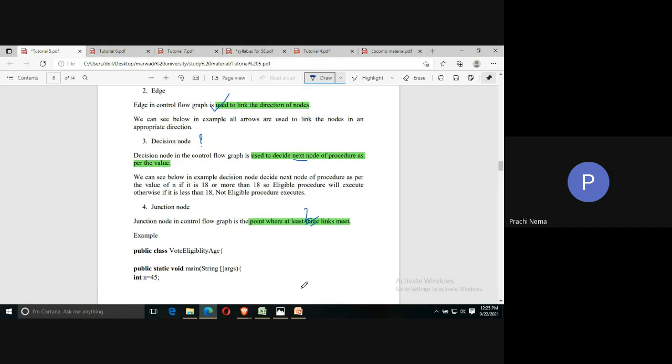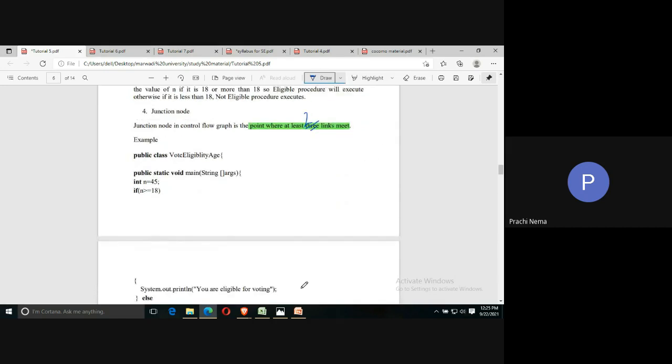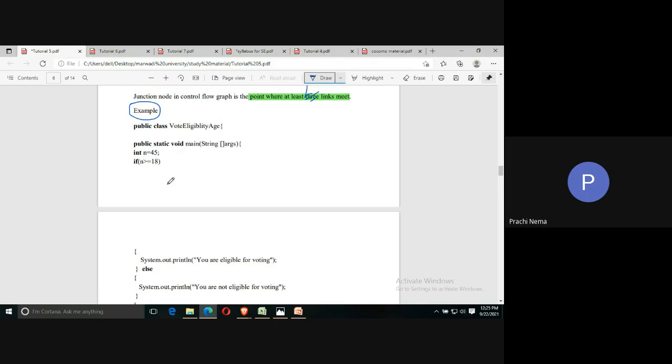So a junction node is a point where at least two links meet. See, if you look at this example of vote eligibility age, this is an example of vote eligibility age. So what you can see is that here they have made a simple block of code which tells you whether you are eligible for voting or not.